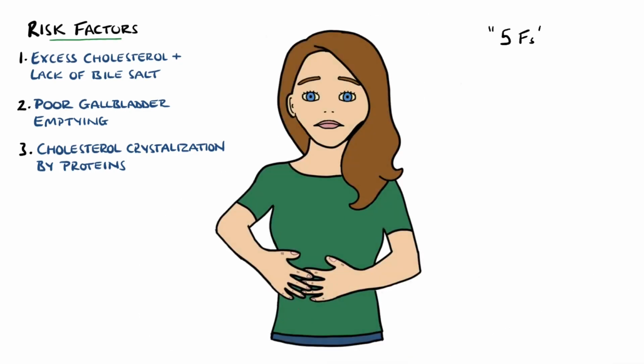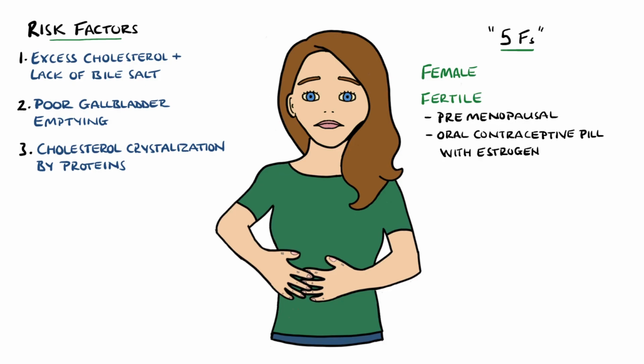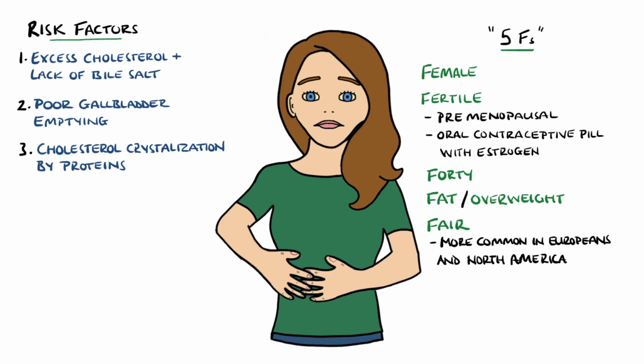You may have heard of the 5 F's of gallbladder disease, which is a mnemonic to remember the risk factors for gallstone formation. These are being female, fertile, meaning pre-menopause or even on the oral contraceptive pill containing estrogen, as estrogen can increase cholesterol levels in bile, as well as decreasing gallbladder motility. Next is 40 or older, fat or overweight, and fair, as it is found more commonly in Europeans and North Americans. This may be due to melatonin enhancing the conversion of cholesterol to bile and inhibiting cholesterol secretion from the gallbladder. Other risk factors include diet and celiac disease.